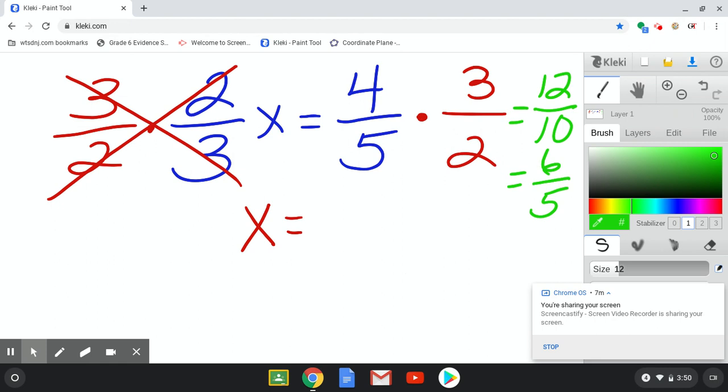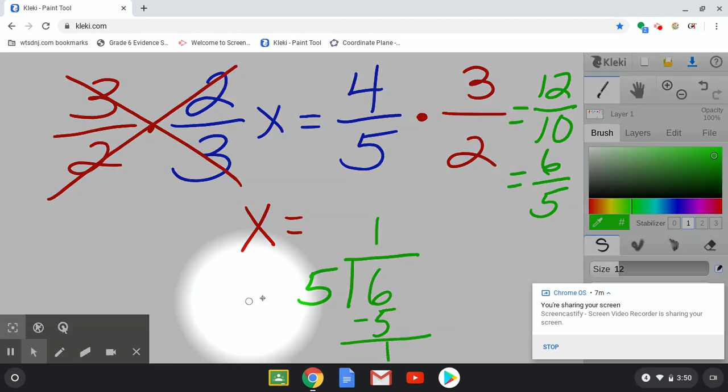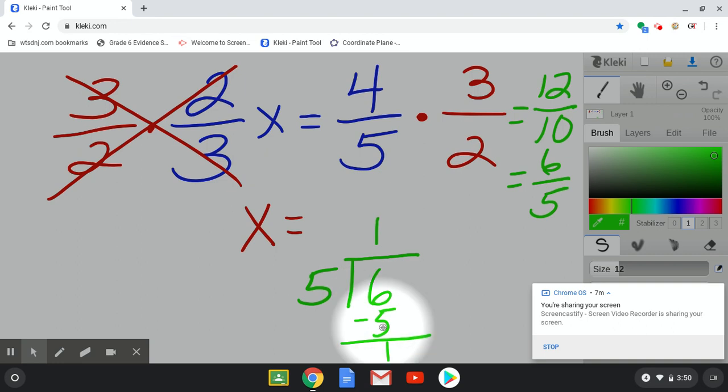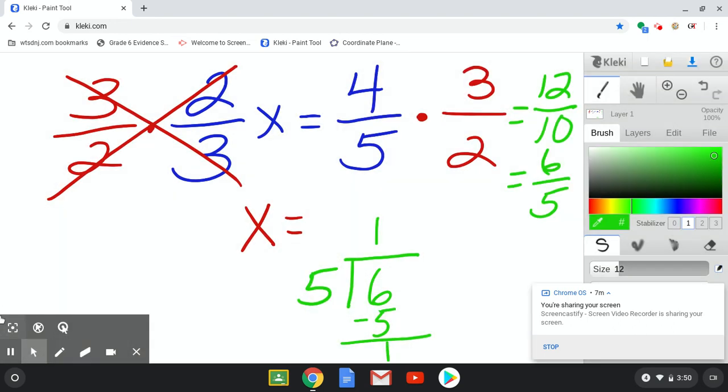Now, this is an improper fraction. If you have an improper fraction, you should automatically change your answer into a mixed number. So this is saying 6 divided by 5. 5 goes into 6 one time. 1 times 5 is 5. We're going to be left with 1. So our final answer is 1 1/5. So x is equal to 1 1/5.